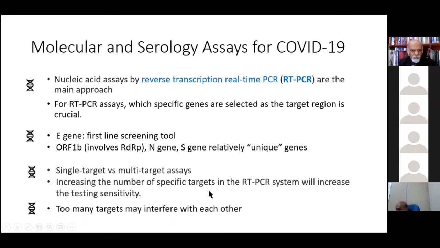So since SARS-CoV-2 is a single-stranded RNA virus that is prone to mutation, increasing the number of specific targets in the RT-PCR system will increase the testing sensitivity. However, if the primers are not specifically designed, multiple targets in the PCR system could interfere with each other, thereby reducing the amplification efficiency and also the clinical sensitivity. So therefore, selecting an appropriate number of targets for the RT-PCR protocols depends on the purpose of the detection and the specific primer sequence, as well as the results of the performance verification.